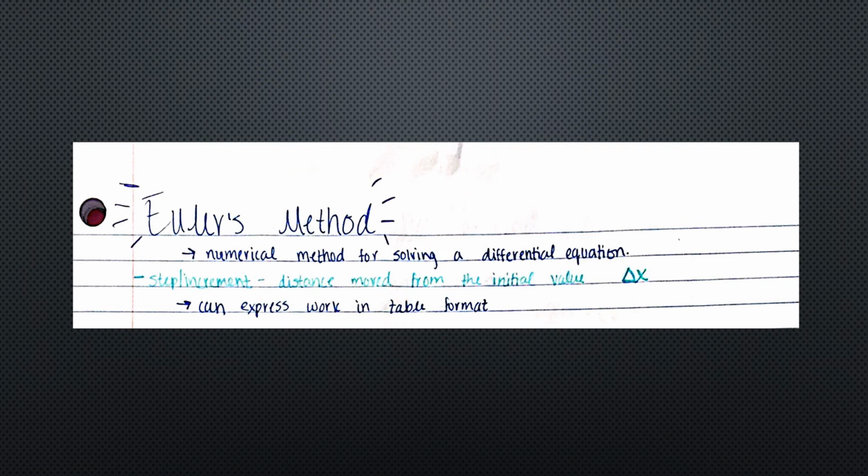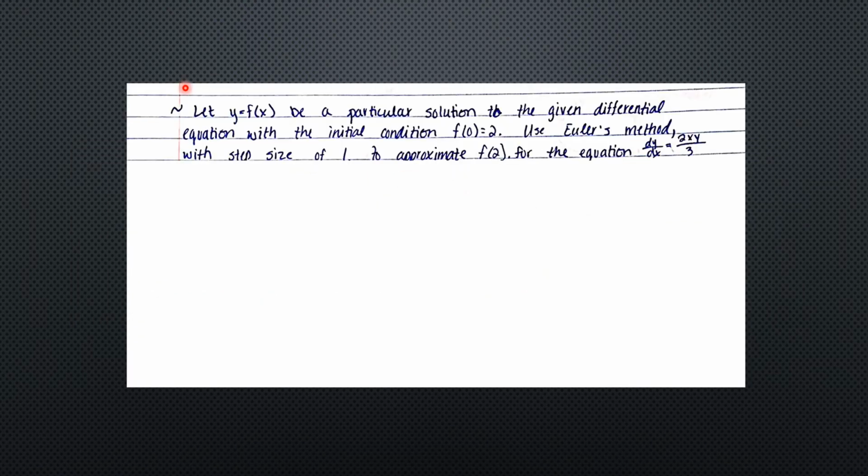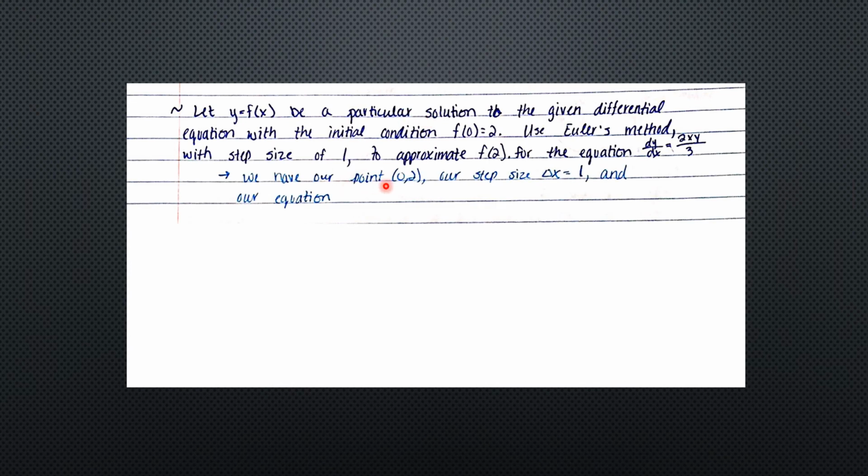So our problem says to let y equals f of x be a particular solution to the given differential equation with the initial condition f of 0 equals 2. Use Euler's method with a step size of 1 to approximate f of 2 for the equation dy dx equals 2xy over 3. So we know that we have our point 0, 2, our step size 1, and our equation 2xy over 3. And now we can put this all into a table.